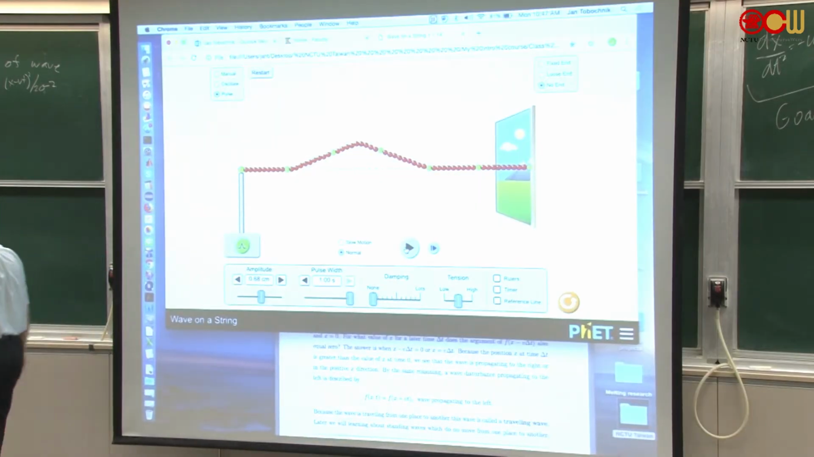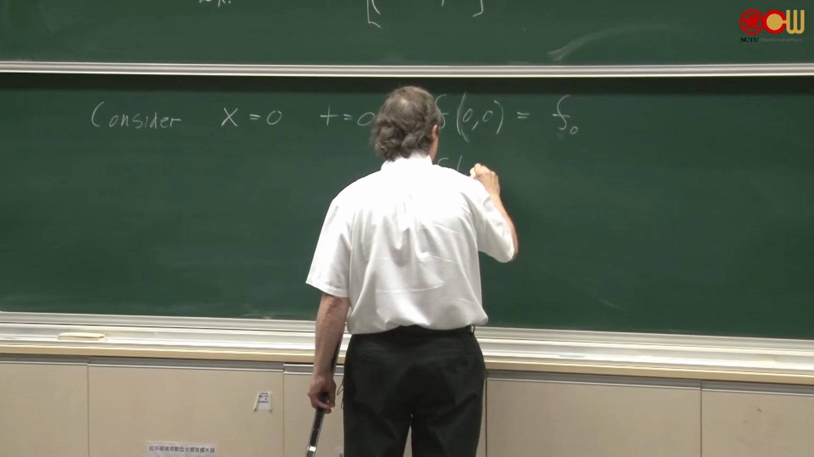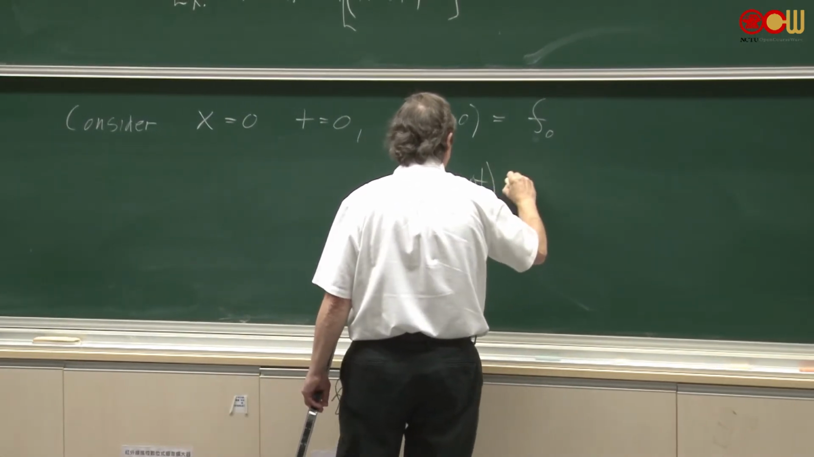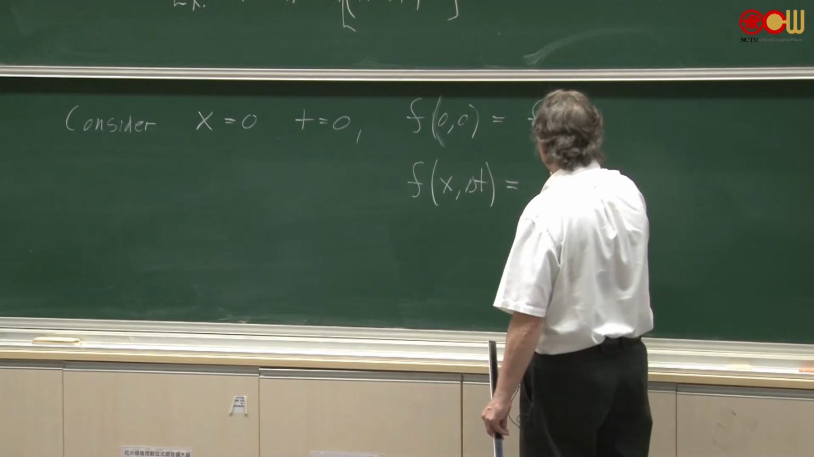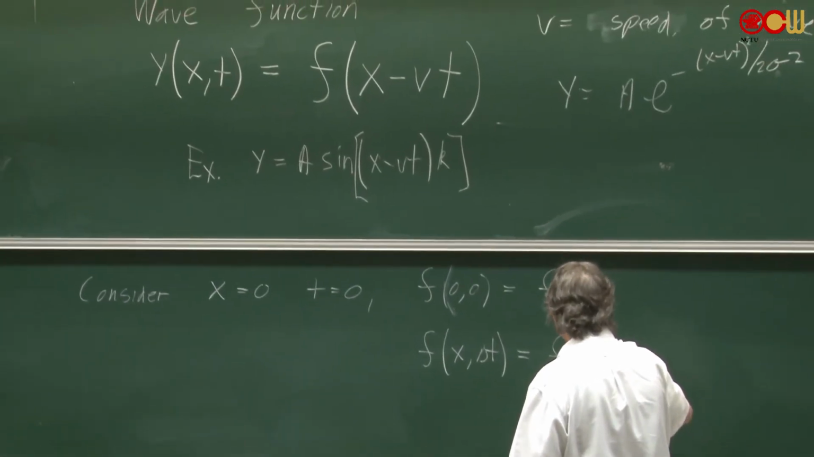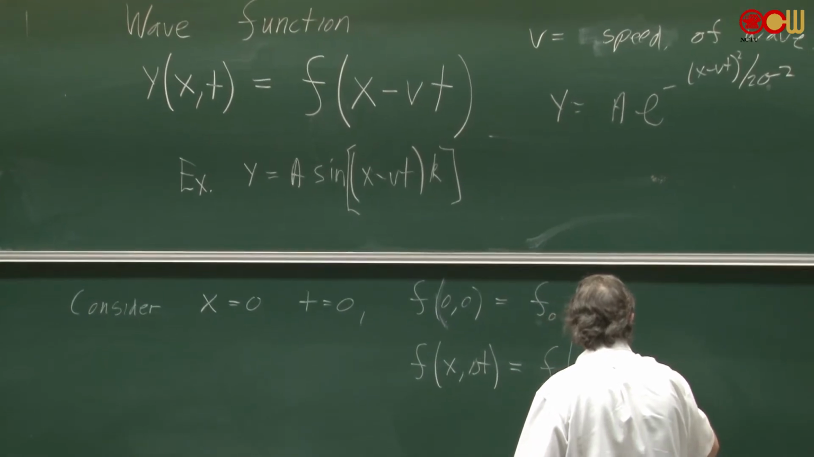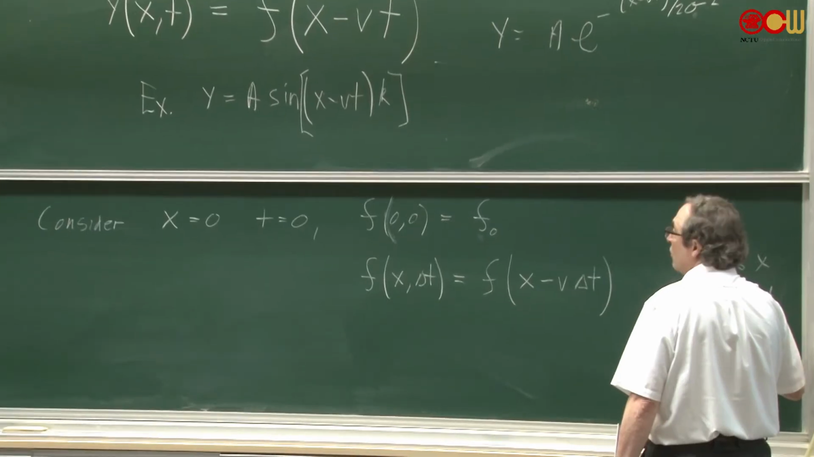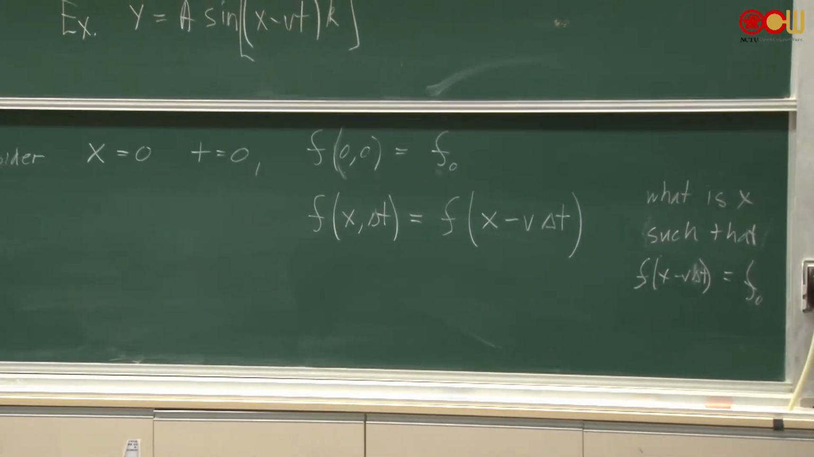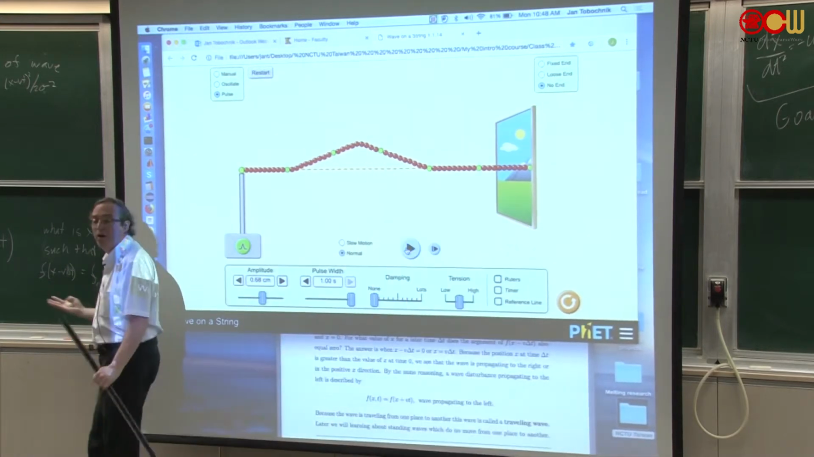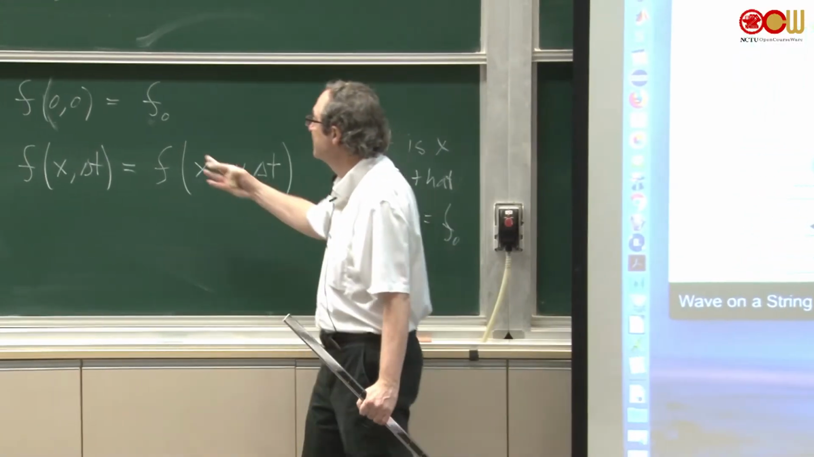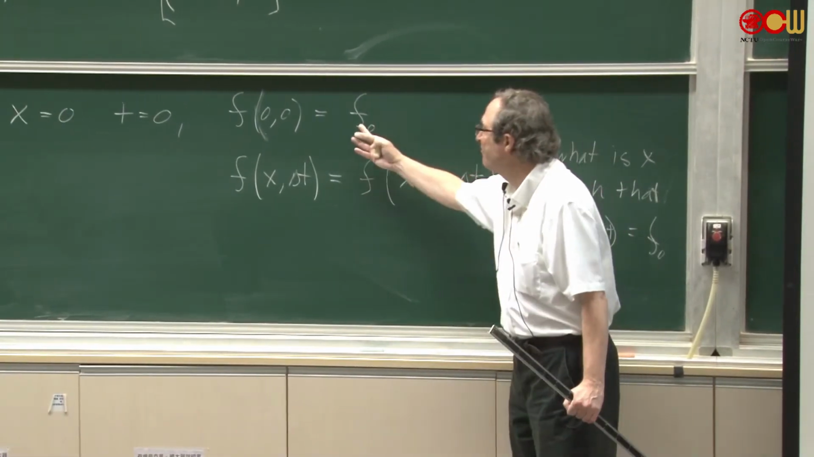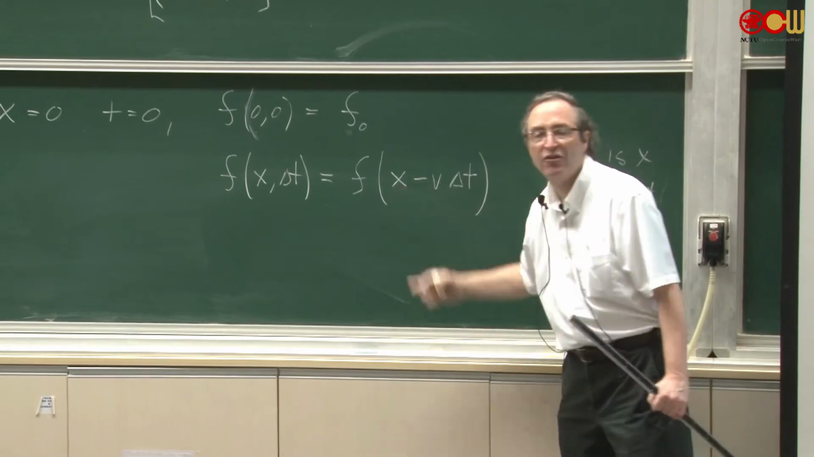So what about this function? So now we have a function, x and delta t. All right, so if I stick that in there, I get f of x minus v delta t. Okay, everybody see that? I just put in. I don't know what x is. I'm trying to find out what is x such that this f equals this f0. So f0 is this height here. When will that happen? When will you get the same value for the function? At what value of x will you get that?